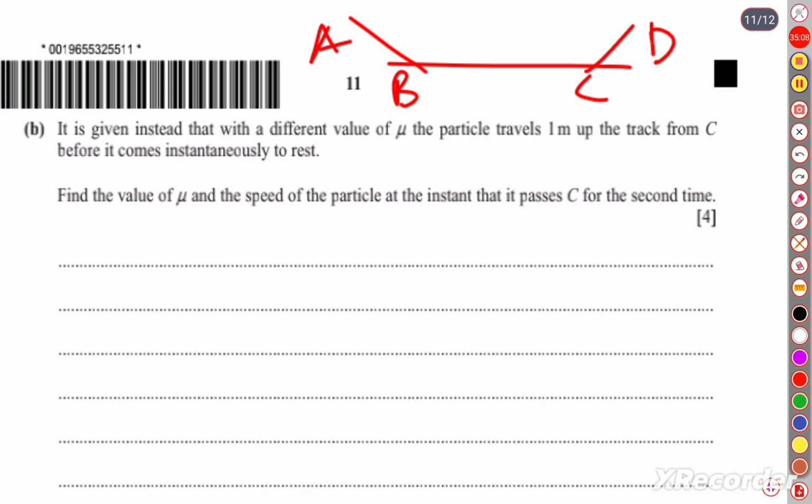So what has been given here? They have given us that we will have to find mu, the coefficient of frictional force, and the particle, look, the particle went up. First the particle went up, then definitely it will come down. They told us to find the value of mu and the speed. So there are two values missing, mu as well as the speed of the particle at the instant it passes C for the second time. For the second time means first it went up, then it has gone back. Now we will have to find the final velocity at this point.